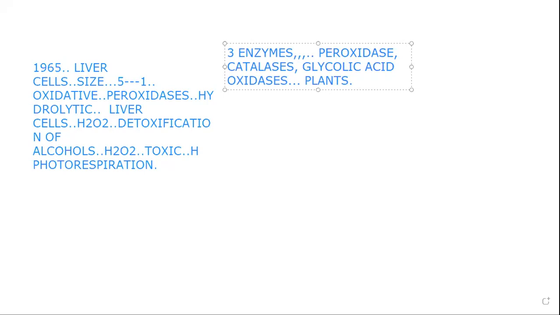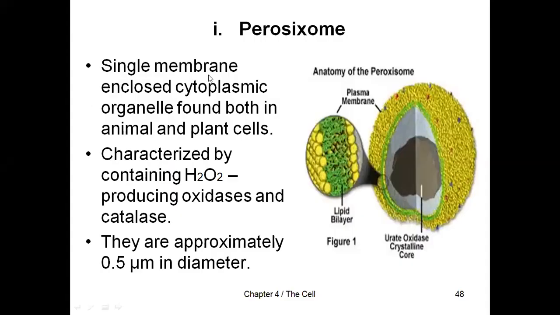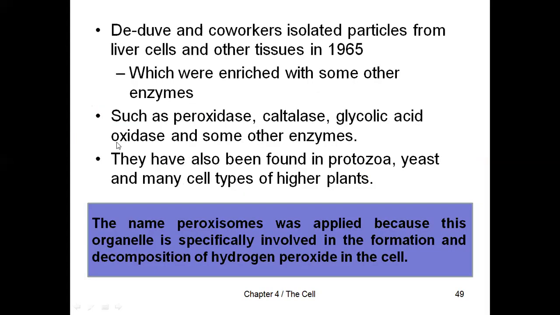Then after that we will come to glyoxysomes. It is a single membrane enclosed cytoplasmic organelle which is found both in plants and animals. It is characterized by hydrogen peroxide producing oxidases and catalases. They are approximately 0.5 to 1 micrometer in size. De Duve and co-workers isolated these particles from the liver cells and other tissues in 1965, and they are enriched with some kinds of enzymes. Now look at the enzymes: peroxidases, catalases, glycolic acid oxidase, and some other enzymes also.